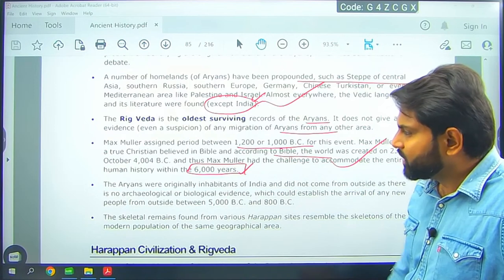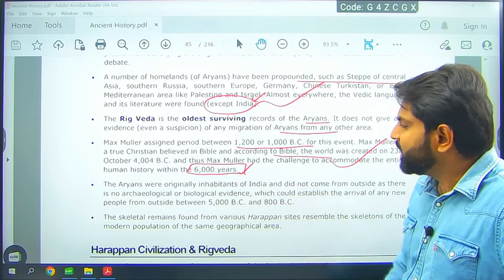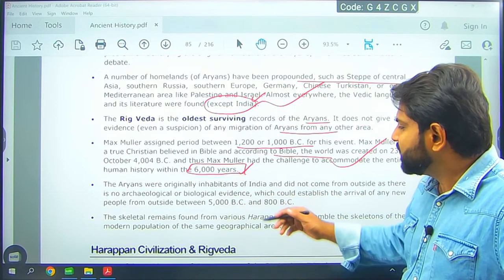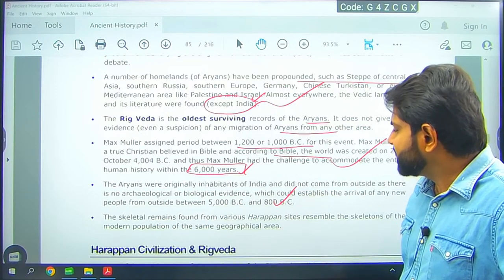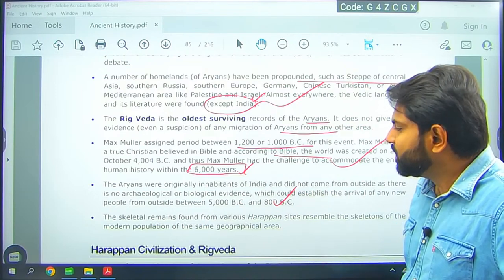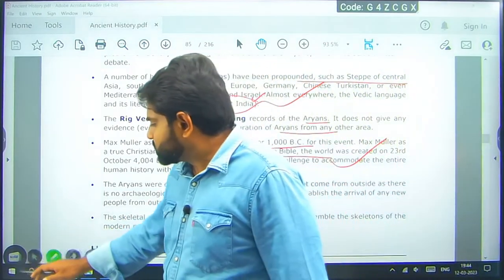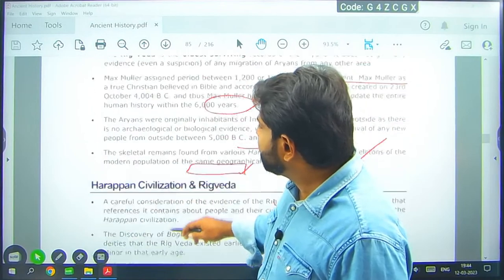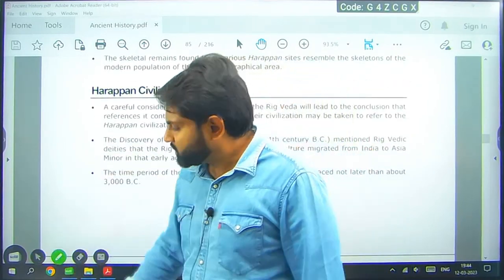The Aryans were originally inhabitants of India and did not come from outside, as there is no archaeological or biological evidence which suggests that. The skeletal remains found from various Harappan sites resemble the skeletons of the modern population of the same geographical area. So, we do not see a difference in the skeletons.